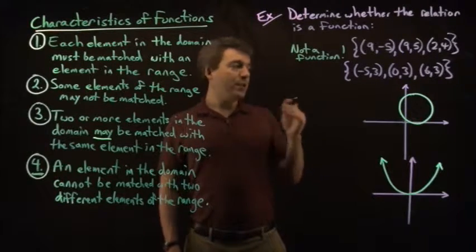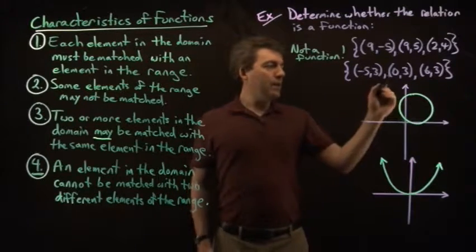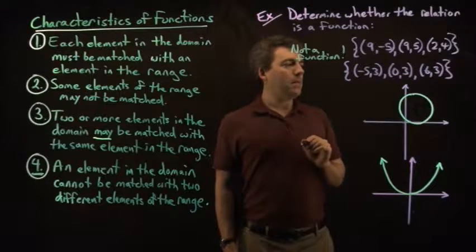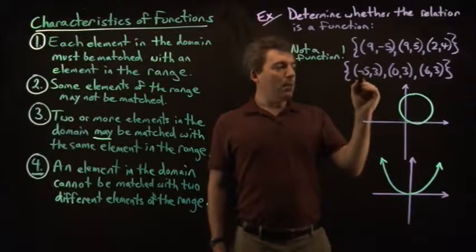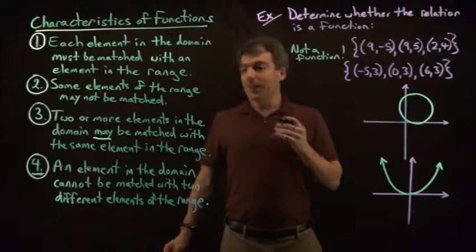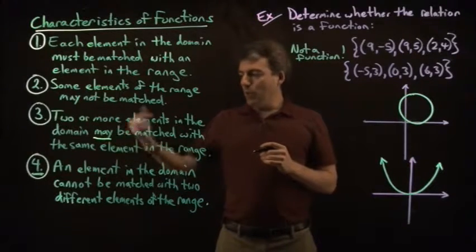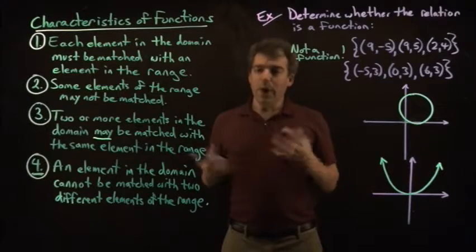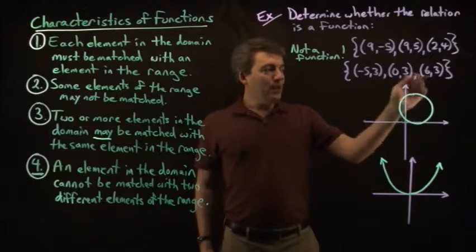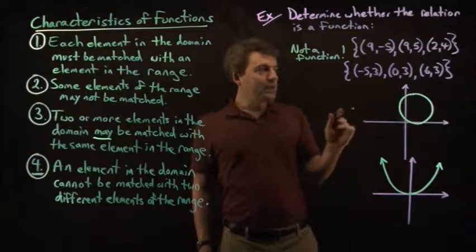Okay, let's look at the second example. We have -5 going to 3, 0 going to 3, and 6 going to 3. All right, so we have multiple inputs going to the same output, and that's okay. By property 3 here, 2 or more elements of the domain may be matched with the same element of the range. That's okay. We do not have the same input going to multiple outputs. So this is a function.